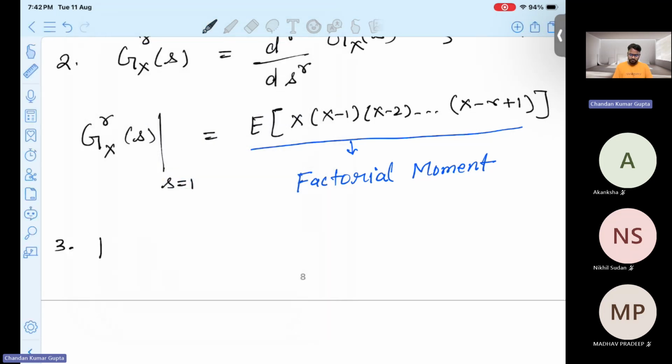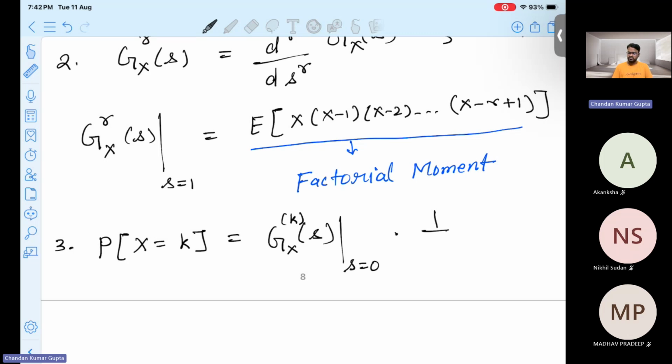Next, the probability value can also be calculated directly via the probability generating function. This is defined as the probability that x is equal to k. This can be evaluated from the generating function. Since x is equal to k, it is the kth order derivative at s equal to 0, multiplied by 1 upon k factorial.